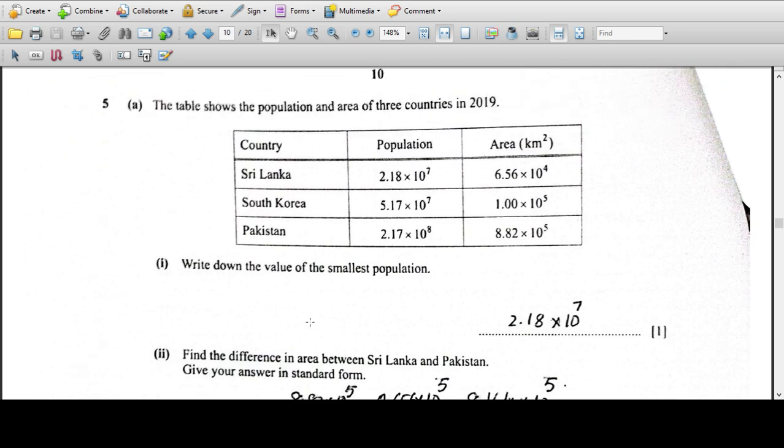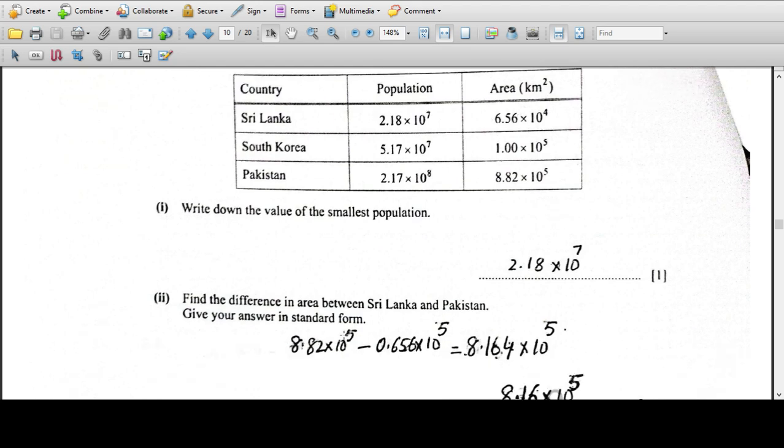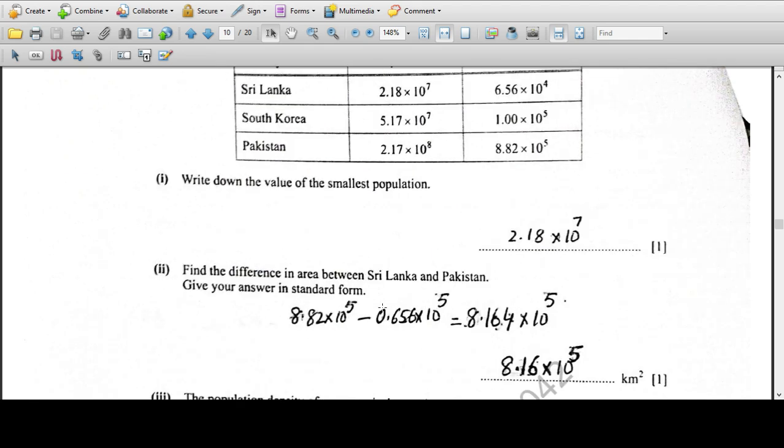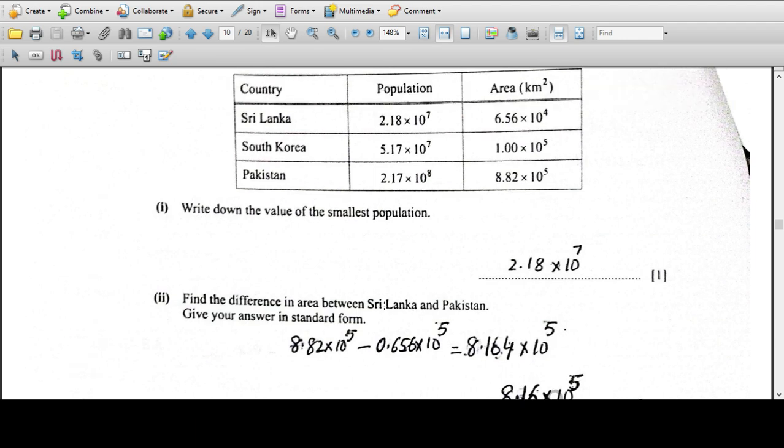The second part is: find the difference in the area between Sri Lanka and Pakistan. Sri Lanka's area is this and Pakistan's area is this, so we make the power 10^5. So this is 0.656 × 10^5 if we shift the point. Since the power is the same, we can find the difference from 8.82 to 0.656, which is 8.164 × 10^5. So this is the difference in area between Sri Lanka and Pakistan.